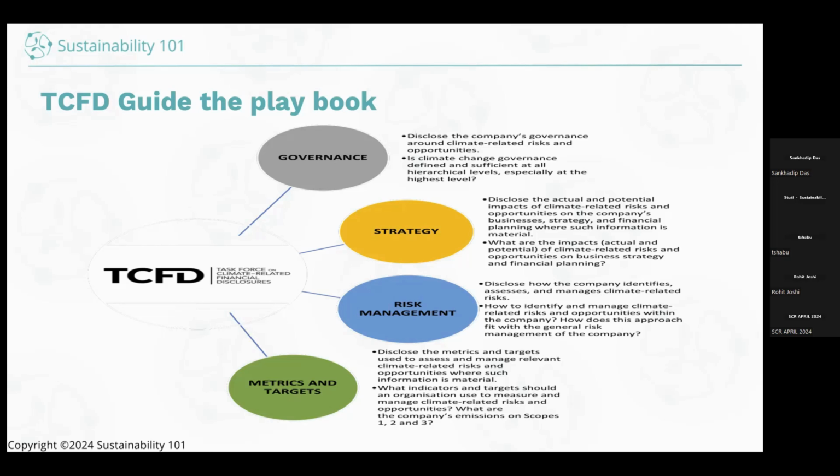These are the different aspects of overall how you govern the climate risk, and metrics is all about just disclosing scope 1, 2, and 3.